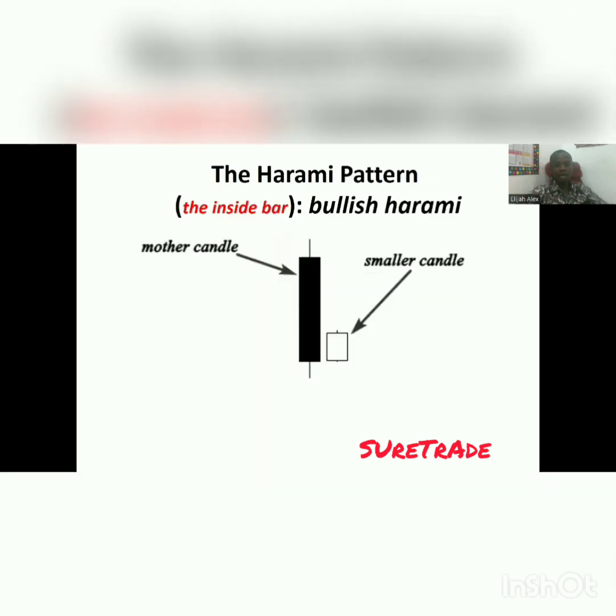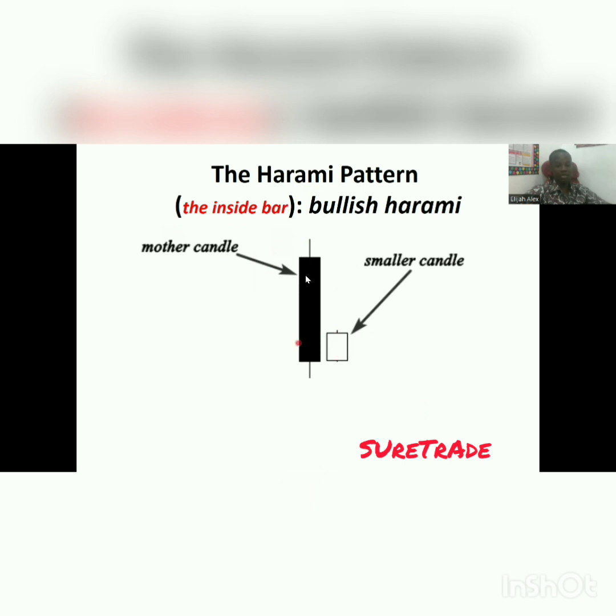Next is the Arami pattern. Arami in Japanese language means pregnant mother. Okay, so this is the mother, and this is the small baby. This is called the bullish Arami pattern. Bullish Arami pattern in the sense that in a downtrend, where the market is trending down, and then the Arami pattern formed at the support level, it means that the bulls are about to come into the market.